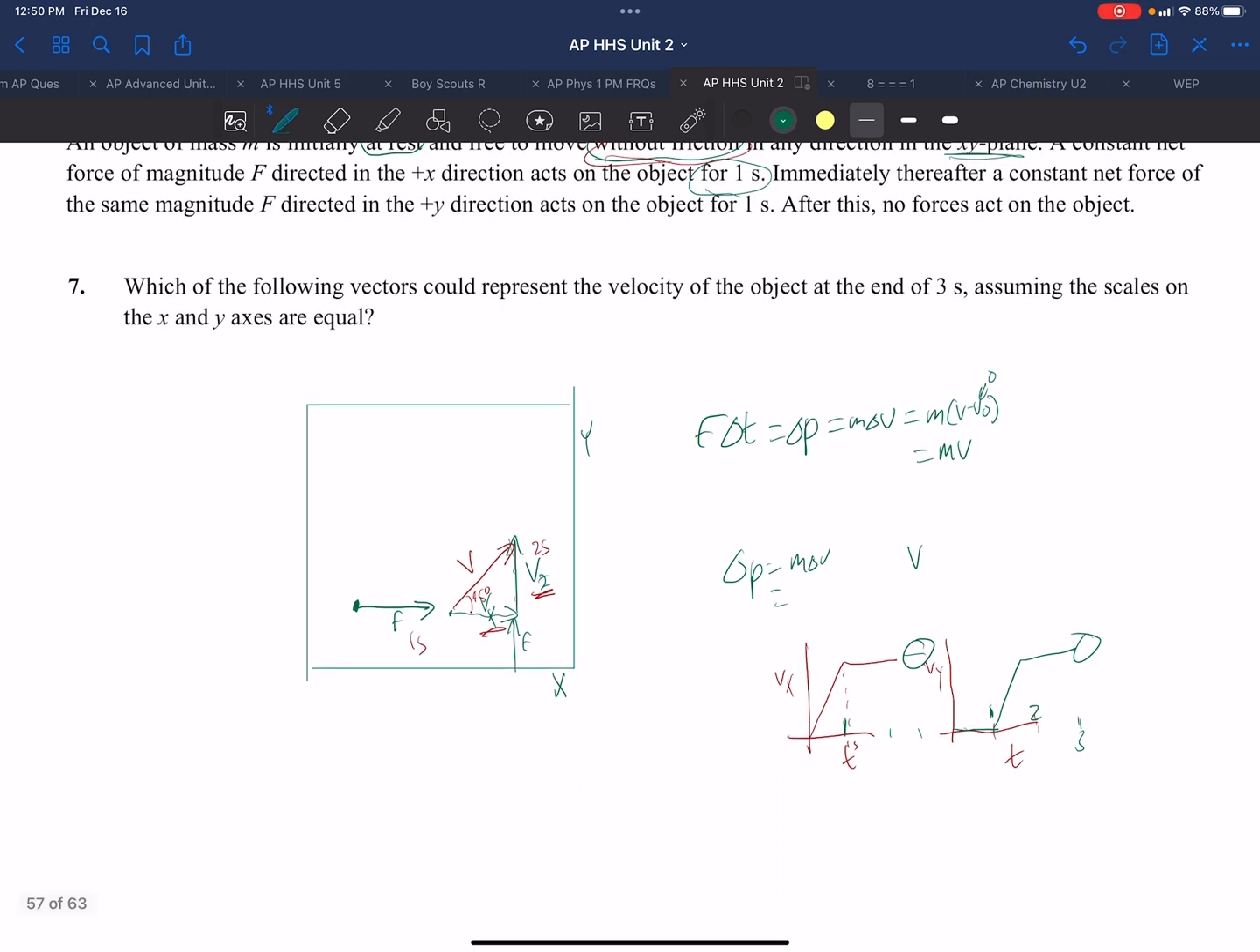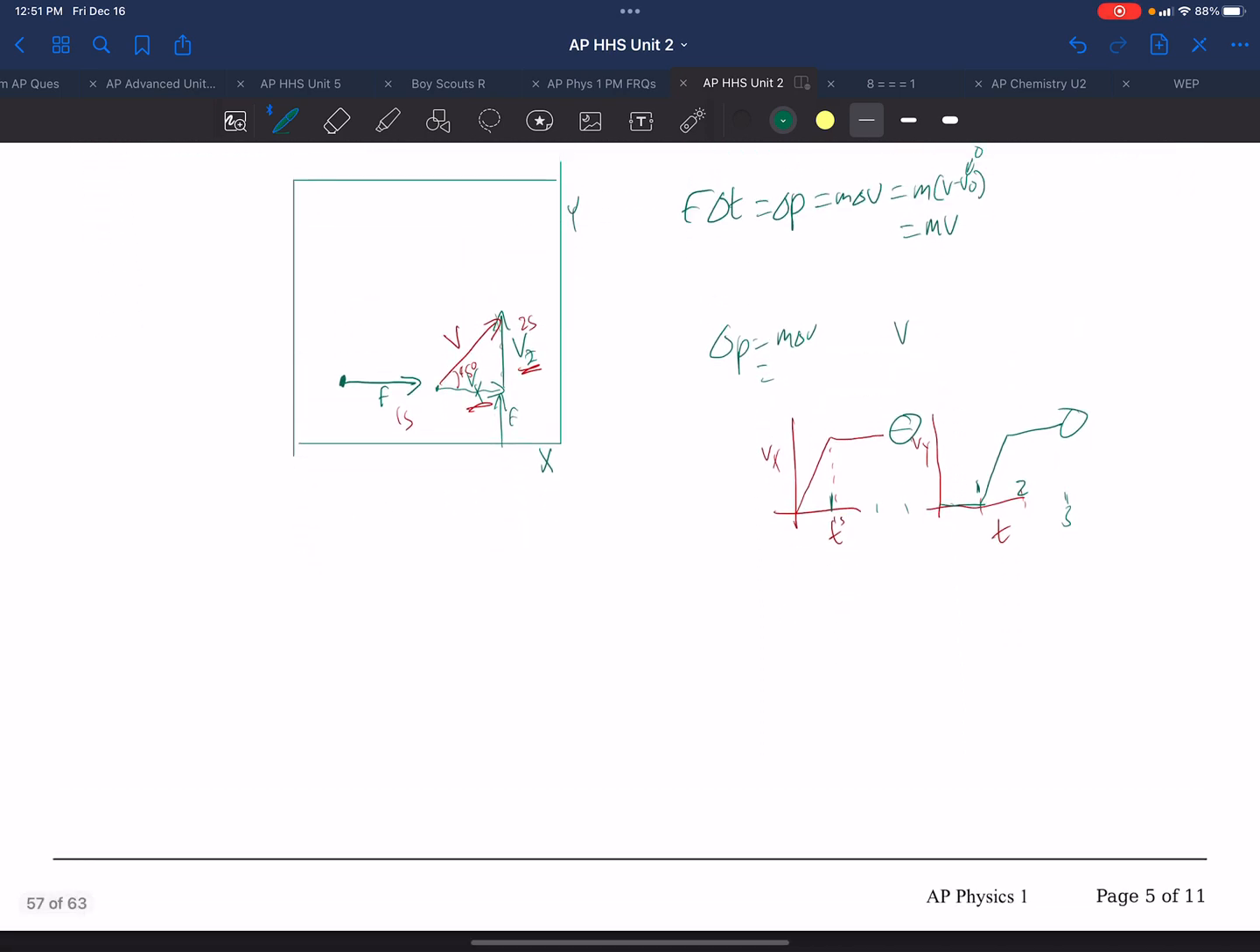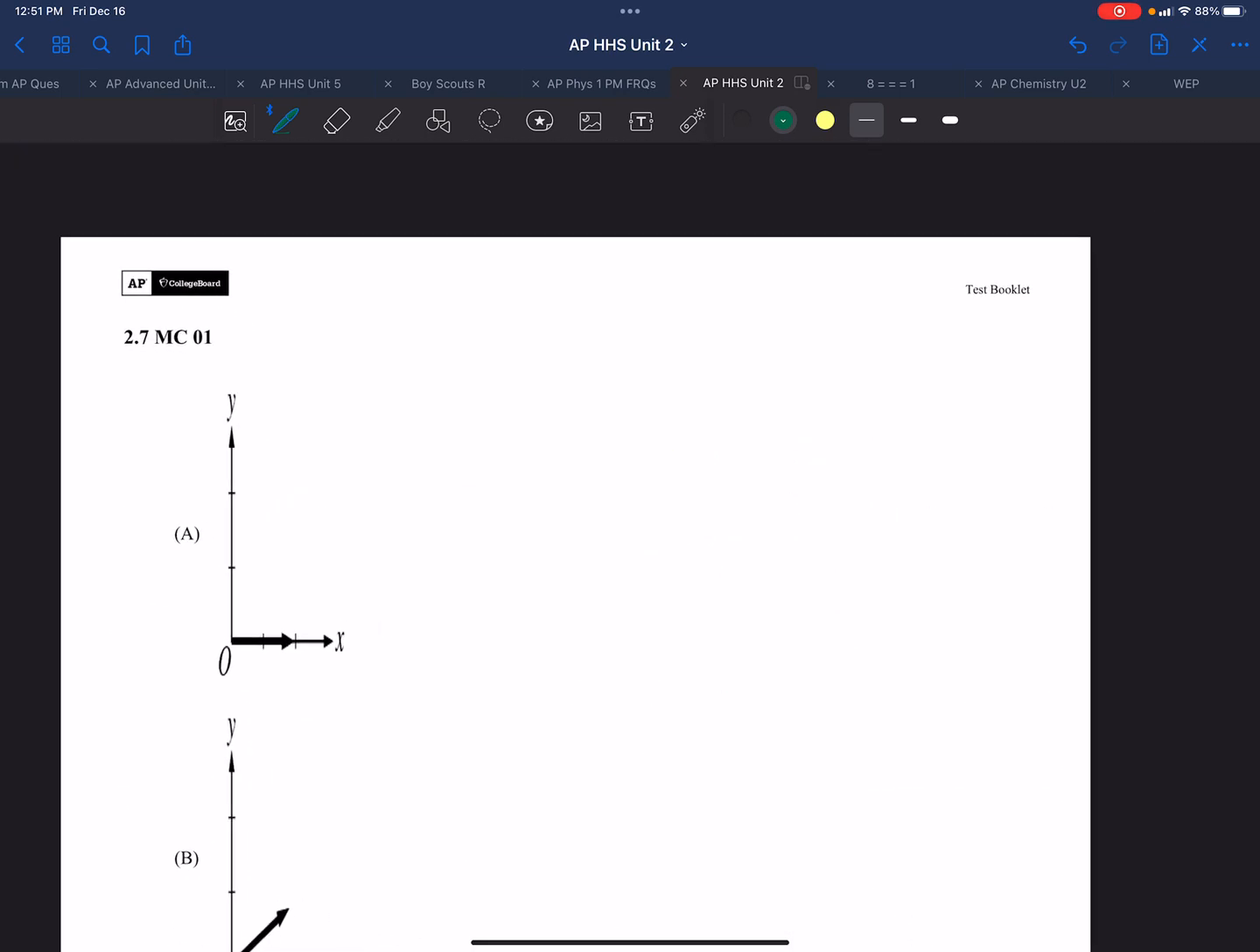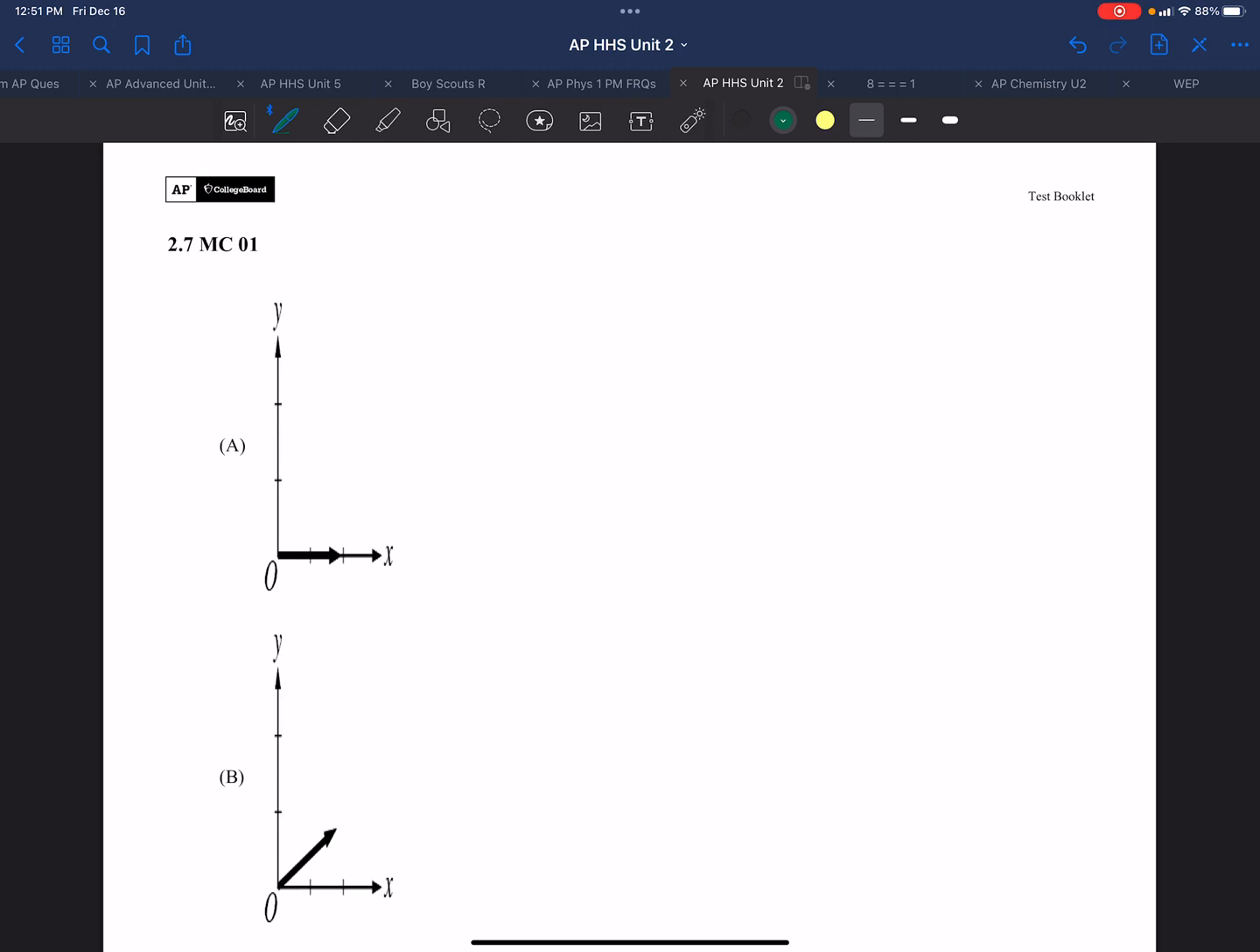So we want to know which one, and we're told that the scales on the x and y axes are equal. And this may be the thing that makes this question difficult. So the graphs are exaggerated. So the scales being equal means this is saying the y direction and the x direction. This is saying it's only moving in the x direction. Well, that's false. We can see that.